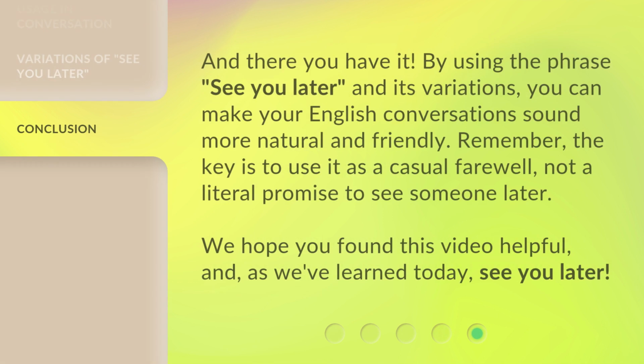And there you have it. By using the phrase, "see you later," and its variations, you can make your English conversations sound more natural and friendly. Remember, the key is to use it as a casual farewell, not a literal promise to see someone later.